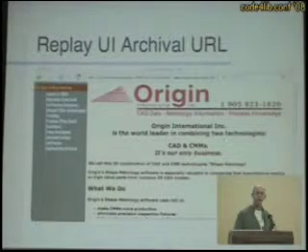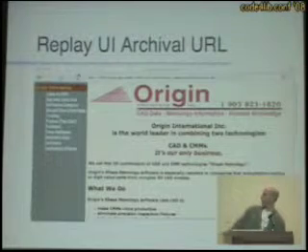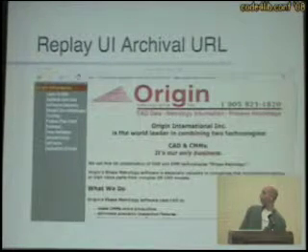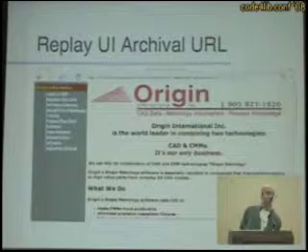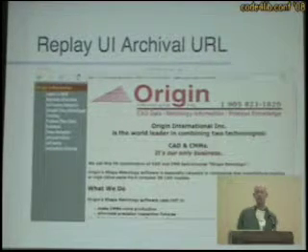So there's the replay user interface. Here's an example of the archival URL. I'm not sure if you can all see the URL up in the address bar there. This is 20th century find.archive.org/alpha. There's a timestamp and then the original URL we're looking at.